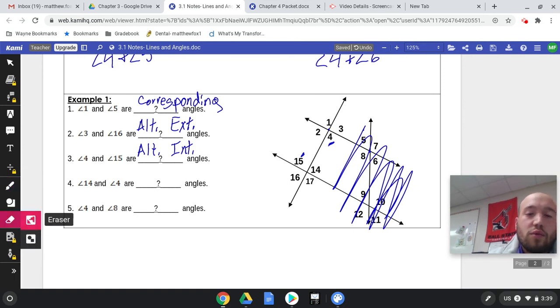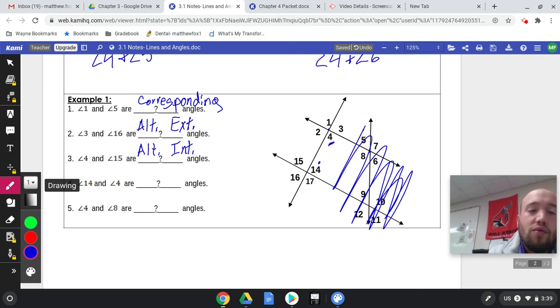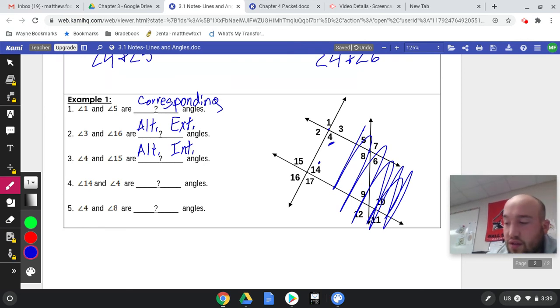Next, we're keeping angle 4 and switching this to 14. There are two answers that would work here. You can either call it consecutive interior or same side interior. We need to know both of those. Okay, so same side interior or consecutive interior.